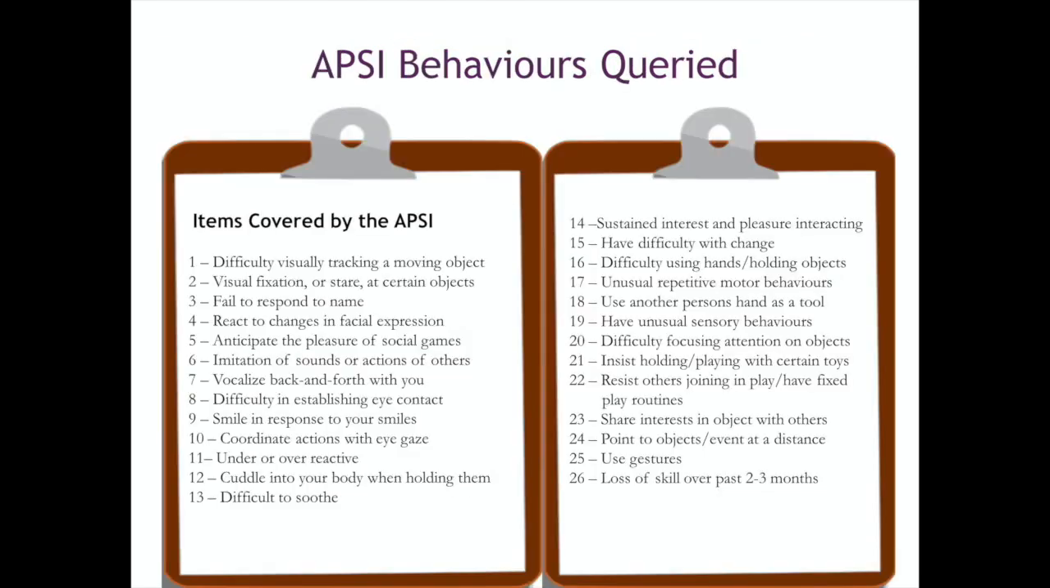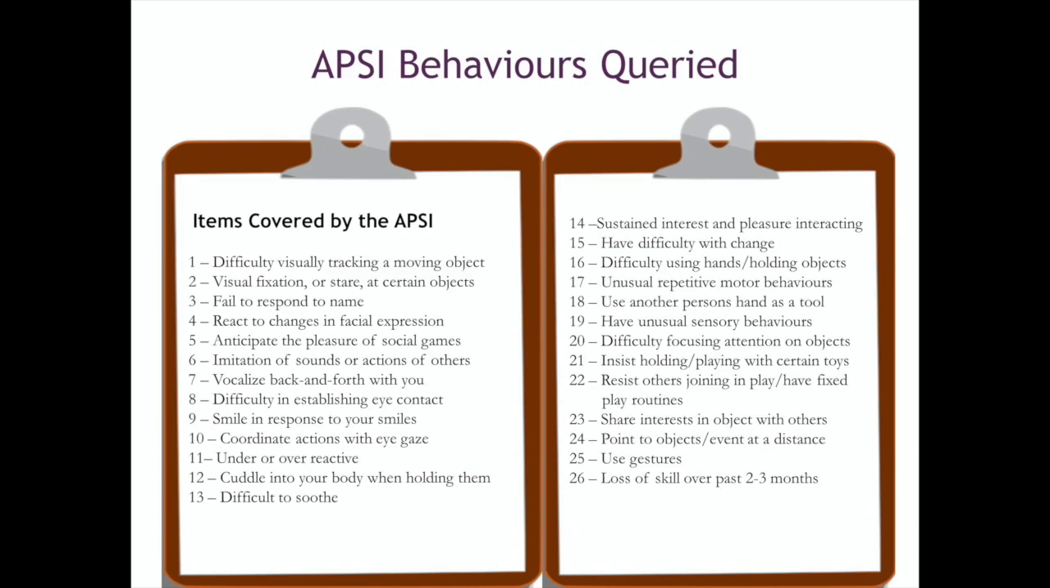So the APSI itself is a questionnaire made up of 26 questions, and it queries things that are generally thought of to be associated with autism. So does your child respond when you call their name? Does your child engage in back and forth vocalizations? Does your child make eye contact with you? Does your child show repetitive behaviors, unusual sensory interests? And does your child point to objects?